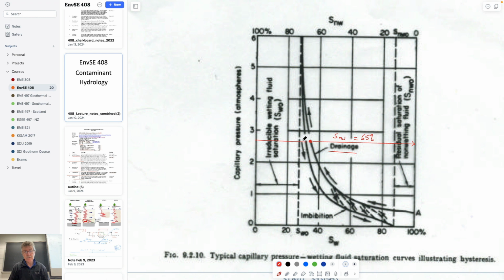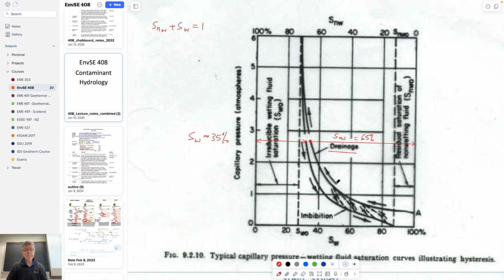And it looks like it's 35% water saturated. So the saturation of the wetting phase is equal to 35%. 0.35 plus 0.65 equals 1. So we satisfy what we said last time, that the saturations of the two phases have to add up to 100%, either written as a percentage or as a fraction.